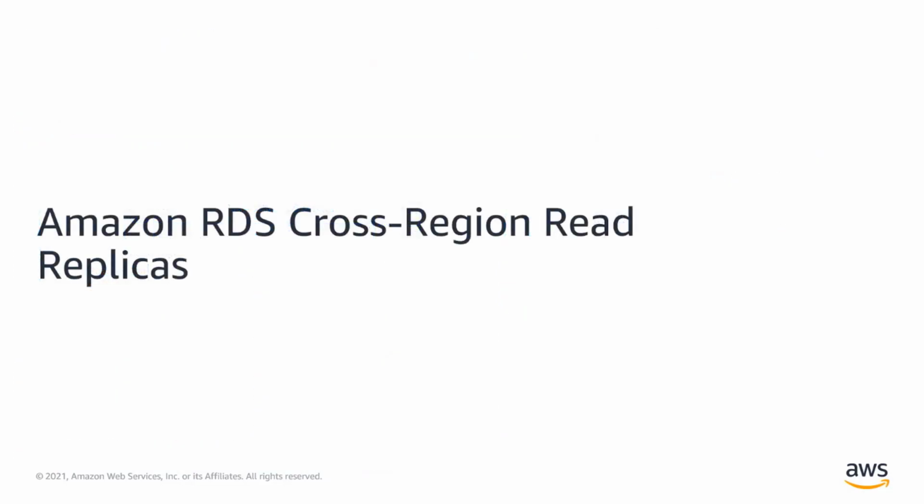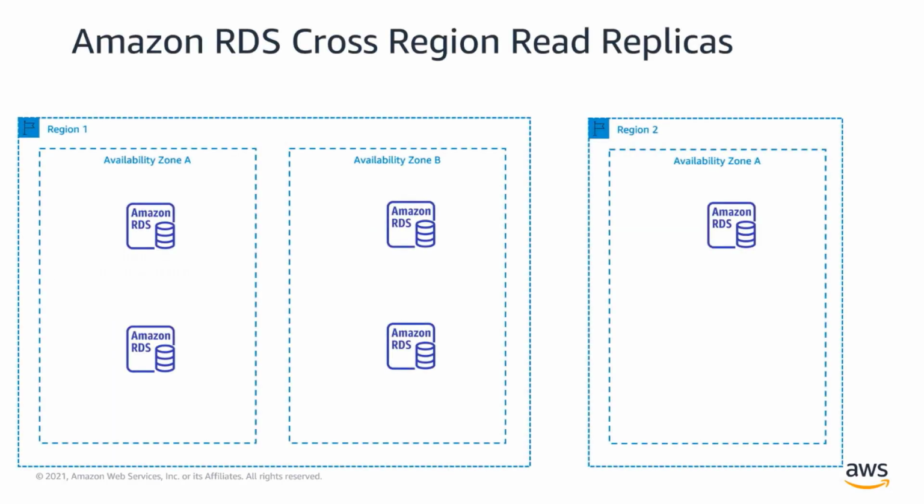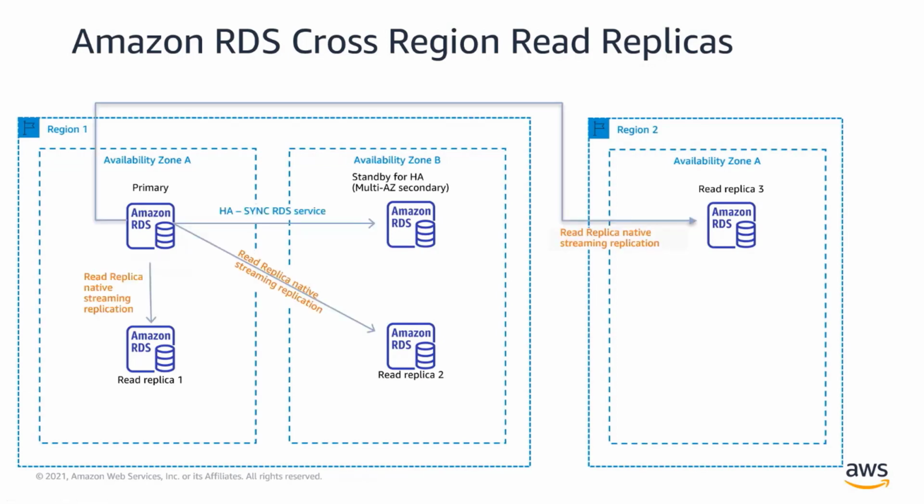Finally, we have cross-region read replicas. Creating a read replica in a different AWS region is very similar to creating it in the same AWS region. You can simply select the desired region where you want to create your read replica. Amazon RDS sets up a secure communication channel between the primary database instance and the read replica. So as you see in this diagram here, we have a second region and we have created a cross-region replica in this region.